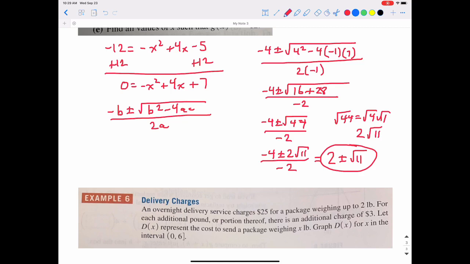And then if you had to round it to the nearest tenth or the hundredth, you would just type in the square root of 11 on the calculator, take that decimal answer away from 2, and add it to 2 to get 2 separate answers.